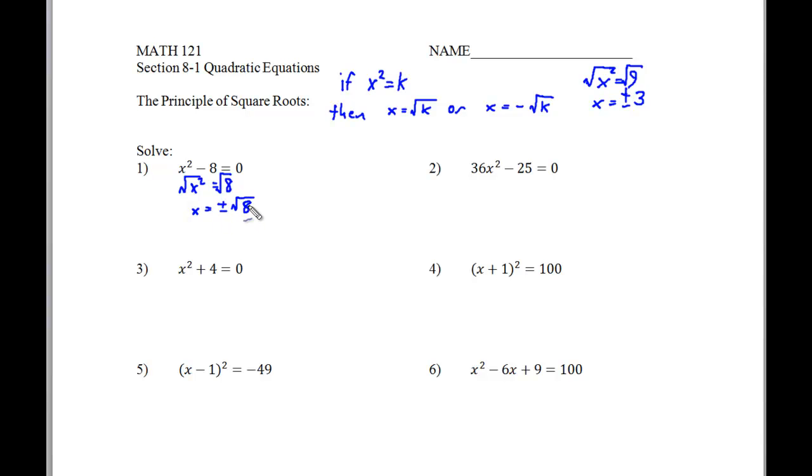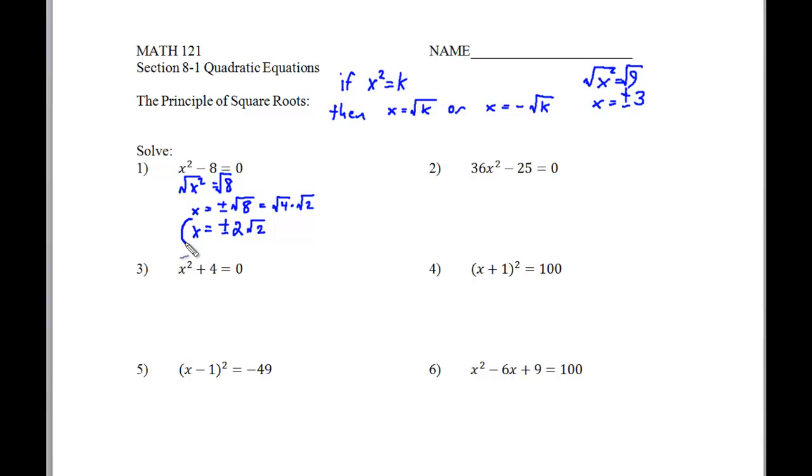Now, the square root of 8 can also be simplified to the square root of 4 times the square root of 2. And this then makes x is equal to plus or minus the square root of 4 is 2, and the square root of 2 is square root of 2 as well. And this is the most accurate it can be.